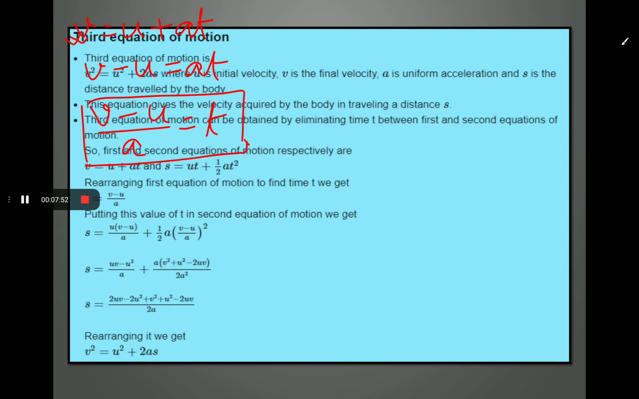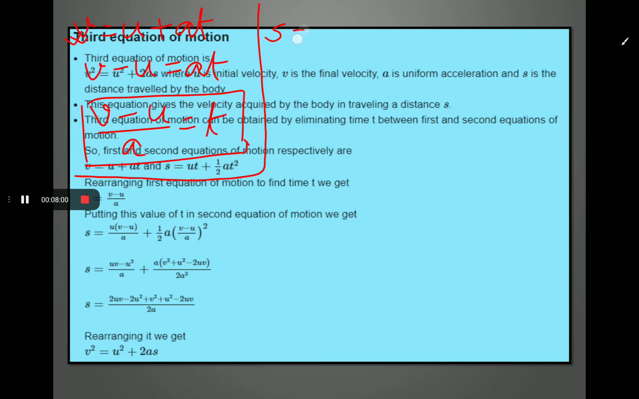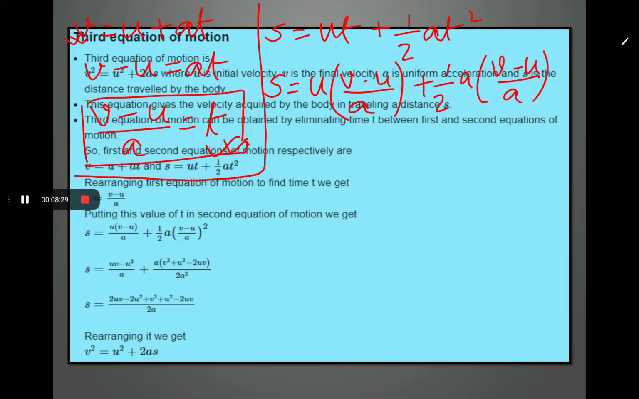Now students, we know the second equation of motion, that is S is equal to ut plus half at square. We have just solved it. Now we have to put the expression of time in this equation. So it becomes S is equal to u, and in place of t we write (v minus u) by a, plus 1 by 2 a times ((v minus u) by a) whole square.